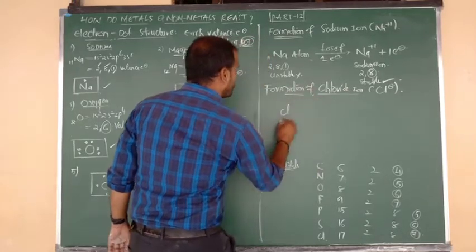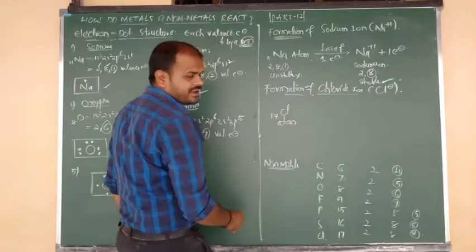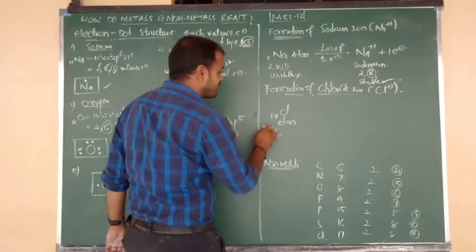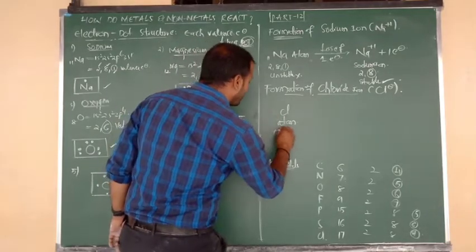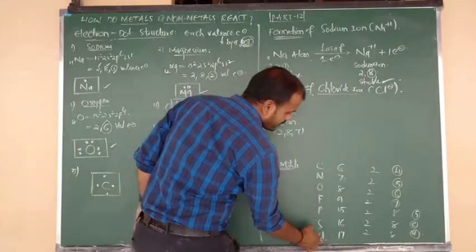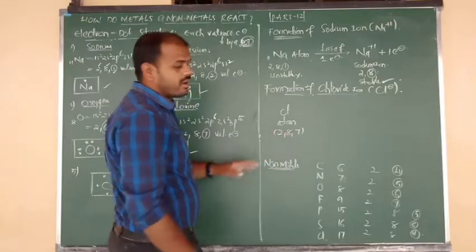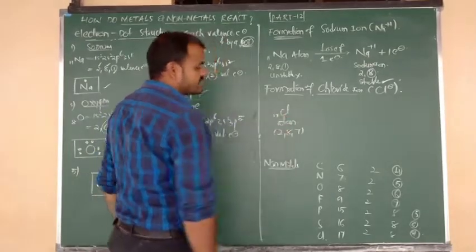So Cl is nothing but what? Atom. Chlorine atom, atomic number is 17. Atomic number is 17, which means what is its electronic configuration? 2, 8, 7. Chlorine contains what, beta? 2, 8, 7. 2 plus 8, 10. 10 plus 7 is nothing but what, beta? 17. So chlorine atomic number is also 17.